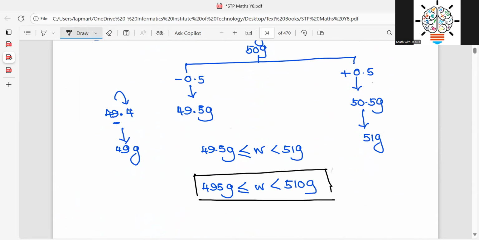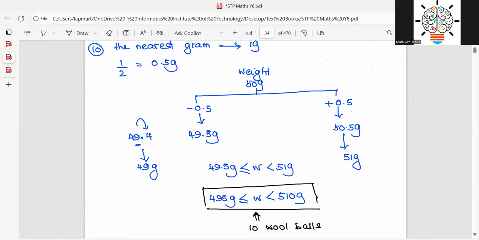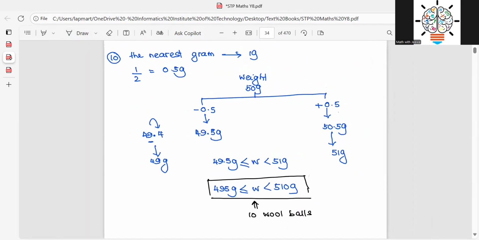But here you want to explain. So this is for 10 whole balls, right? Because it is not for one ball. The range is for 10 whole balls. So you just see, children. This is your complete answer, right? When you have such a question, this is how you want to show the steps. No one can say that your answer is wrong. So this is how you want to do it.